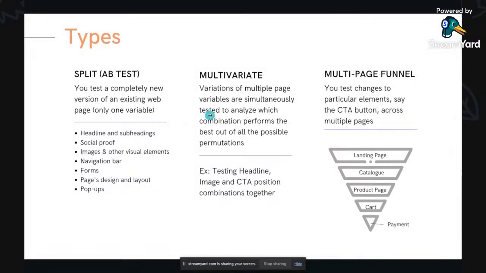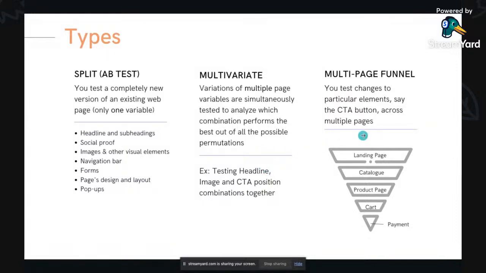Of course, the opposite to this is multivariate. So we test multiple things simultaneously and we define them. For example, over here you can see there could be an example where we're testing the headline, image, and CTA position combinations together. CTAs are basically called call to actions. They're buttons or anything which calls the user to an action. It could be a button or a link. So basically, we define two or more variables, and we analyze all of those variables and a combination of them collectively. That's called multivariate.